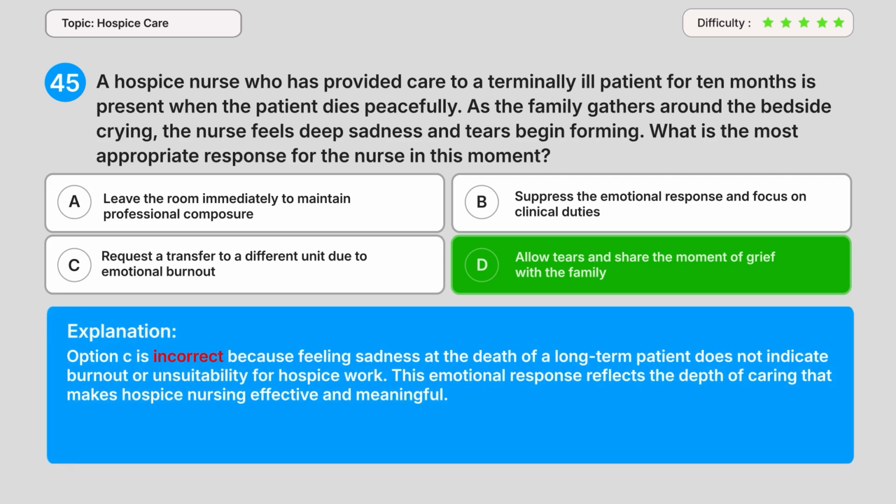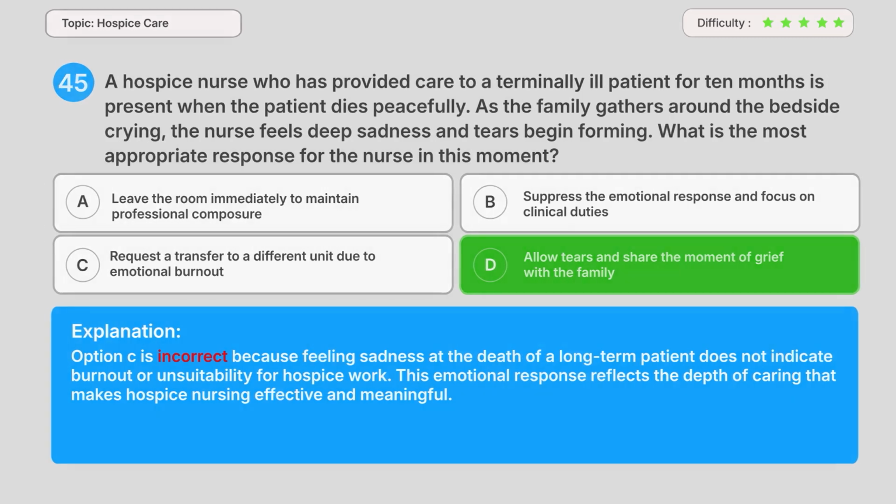Option C is incorrect because feeling sadness at the death of a long-term patient does not indicate burnout or unsuitability for hospice work. This emotional response reflects the depth of caring that makes hospice nursing effective and meaningful.